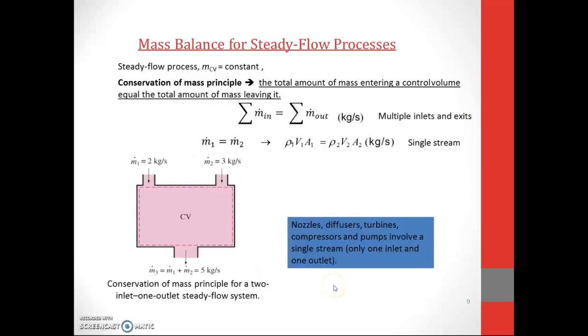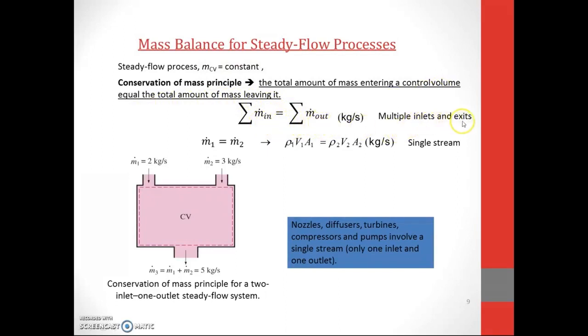Okay, mass balance for steady flow processes. For steady flow processes, the mass in the control volume is constant. So the total amount of mass entering a control volume equals the total amount of mass leaving it. So mass in equals mass out, and the rate of mass in equals the rate of mass out.